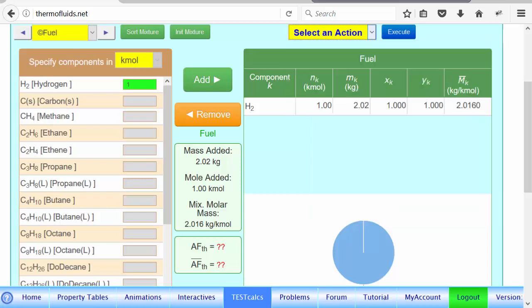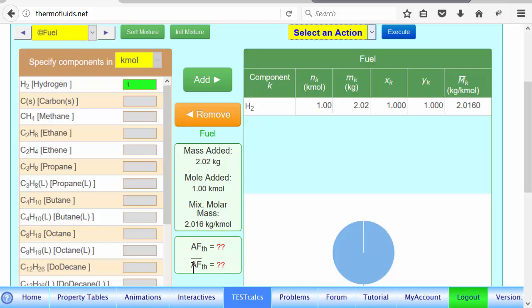Notice that as soon as we selected fuel, it told us something about the mixture. It says that mass added is 2 kg, mole added is 1 kilomole, and mixture molar mass. In this case, the mixture is pure hydrogen, and essentially it summarizes the entire mixture. Of course, these numbers will match because we have just one component in our mixture.